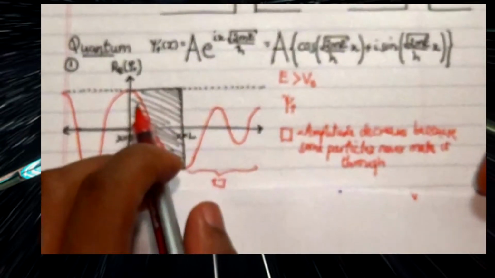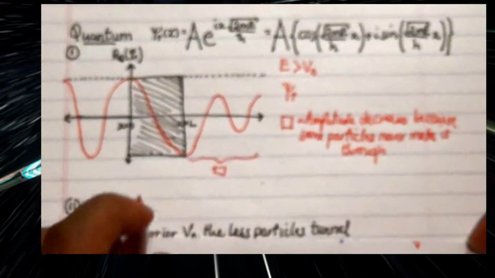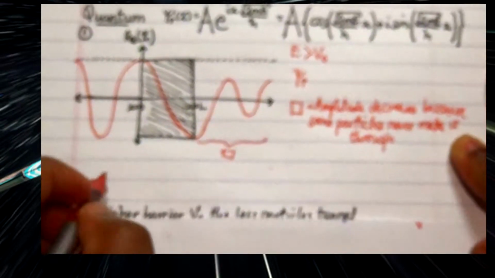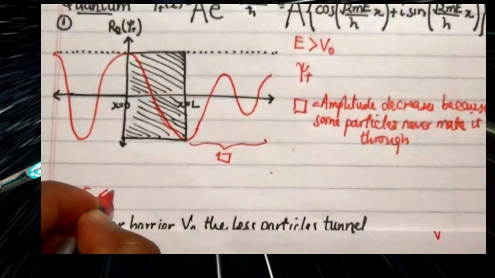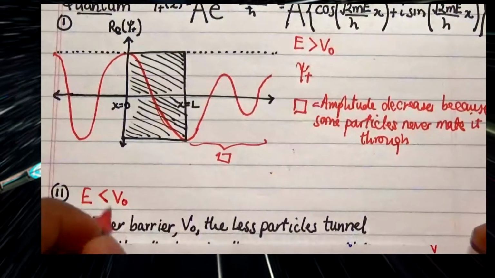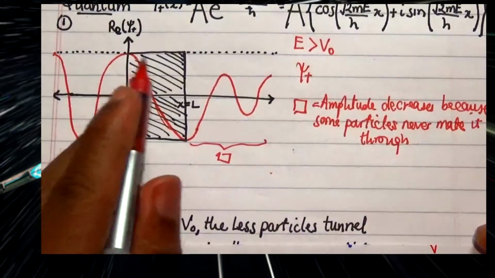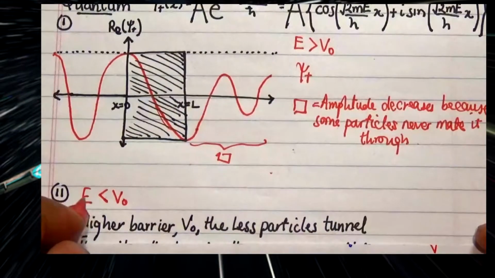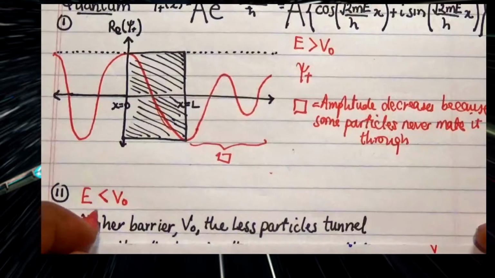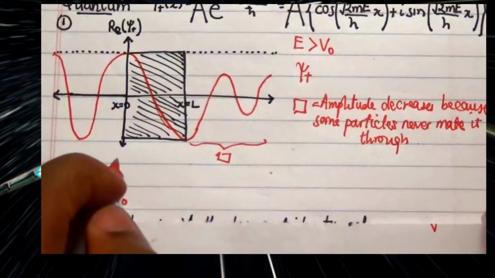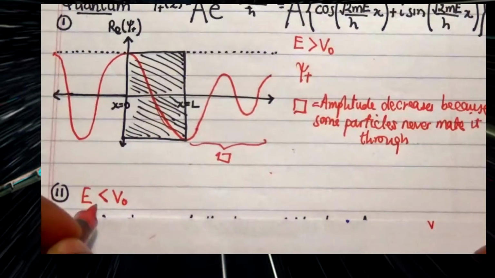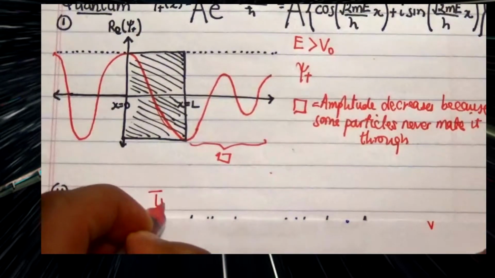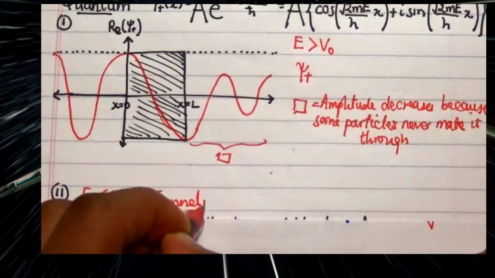Now the next one we're going to look at is a case where our energy is less than our potential energy, so our potential energy, which is the boundary, versus the energy of our particle. And what we realize is that our particle will actually exhibit tunneling, which is a quantum mechanical effect.